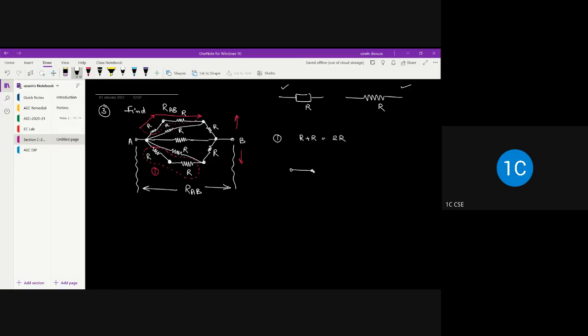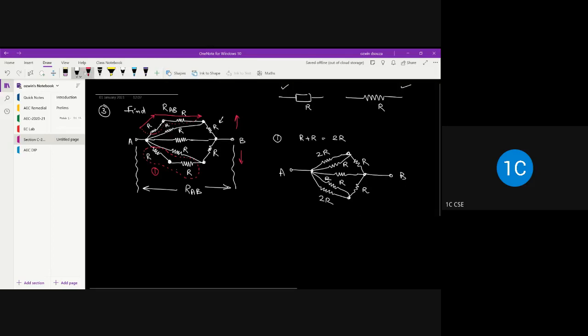Once I apply step 1, the reduced network looks something like this. I'm going to have a single 2R, across which the other resistance R will come, and then the straight resistance R, and then this particular resistance R, and this is your node B. Similarly, in the bottom section, I'm going to have a 2R resistance, R plus R, across which resistance R is connected, and this junction gets connected to the final resistance R.